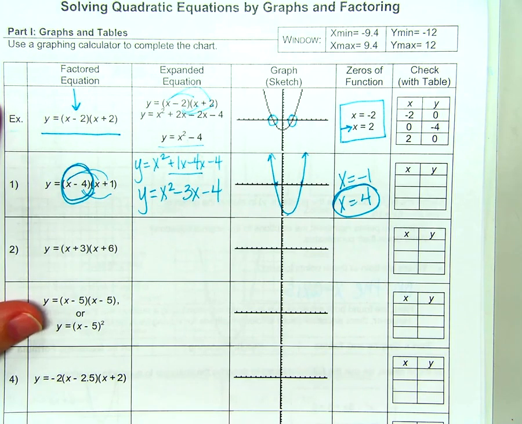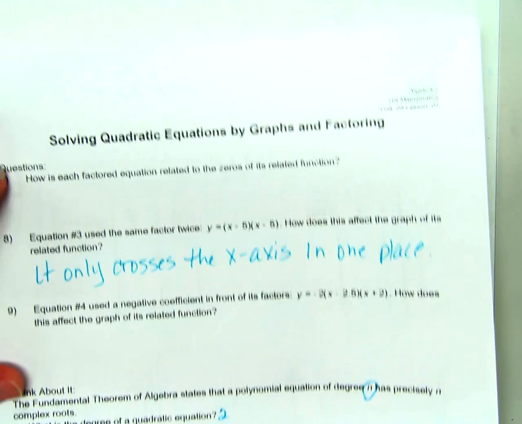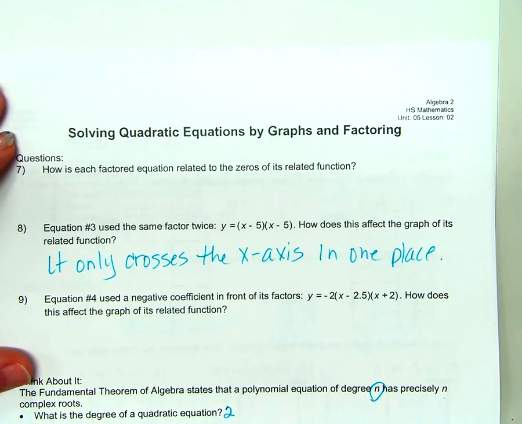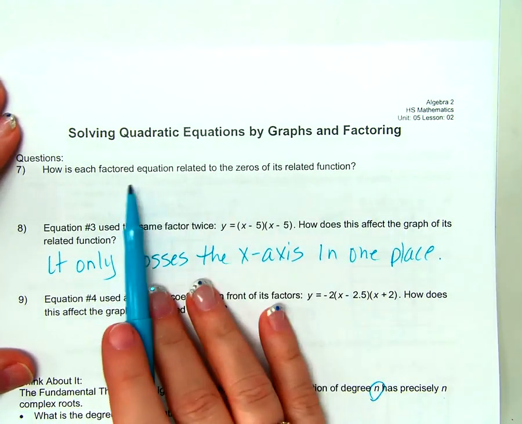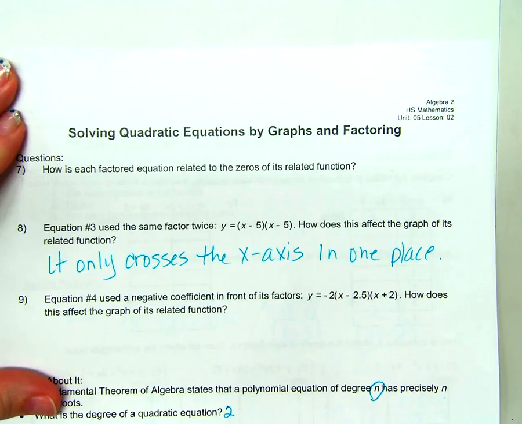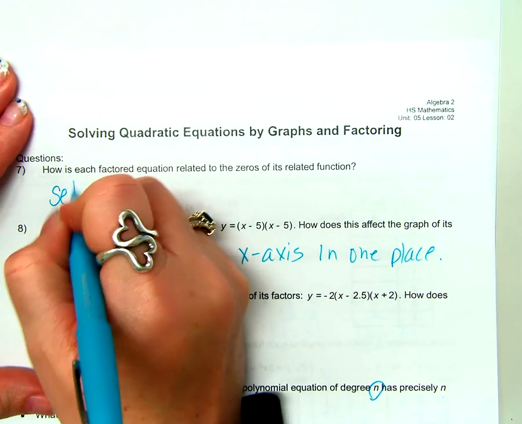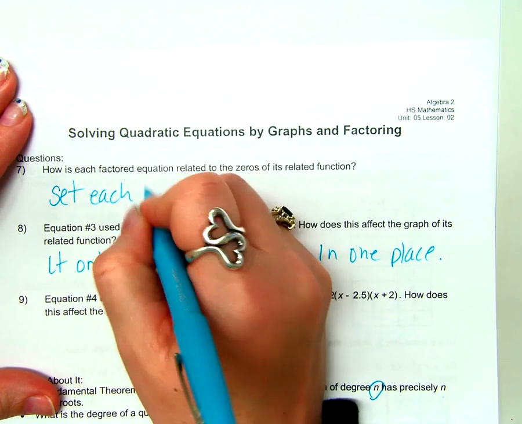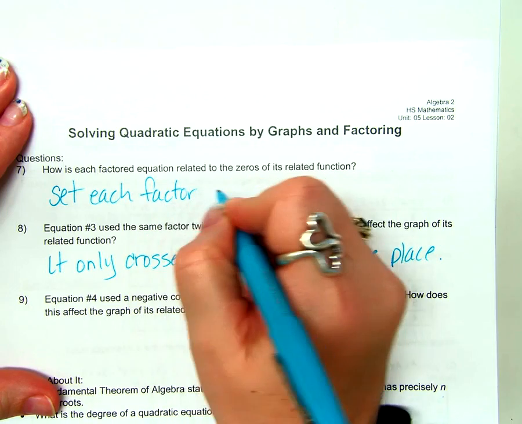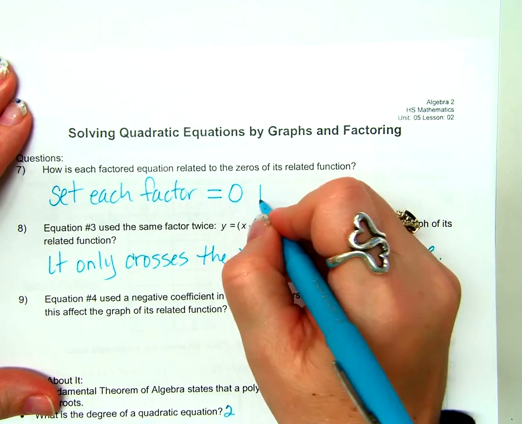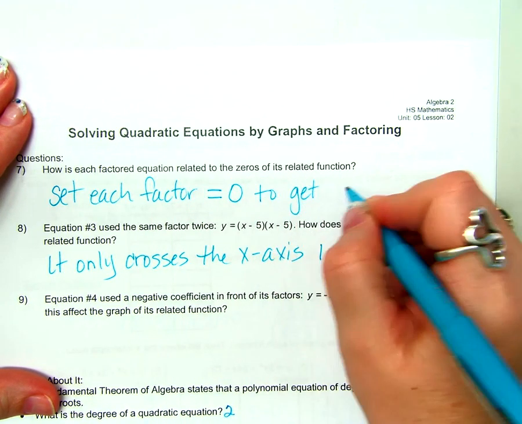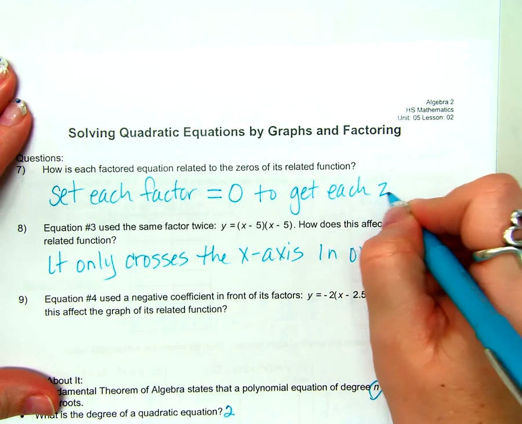Okay? Let's turn over to number 7 and we'll write it. Because that's what number 7 is asking for. How is each factored equation related to the 0? Set each factor equal to 0 to get each 0.